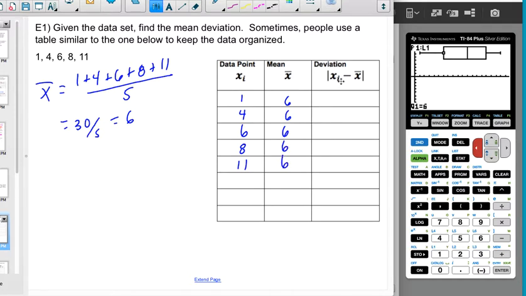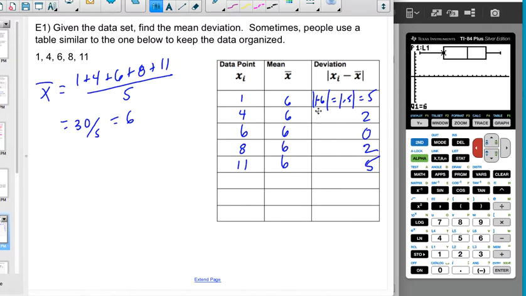So the absolute value deviation, right? Deviation is how far this number is from this number. You can either do it as absolute value of 1 minus 6 and then actually take the absolute value of -5 and get a 5. Or you can just say in your head, how far apart are 1 and 6? Oh, they're 5 units apart, right? If you can just in your head say, oh, 4 and 6, that's 2 units apart. 6 and 6 is no units apart. 8 and 6 is 2 units apart, and 11 and 6 is 5 units apart.